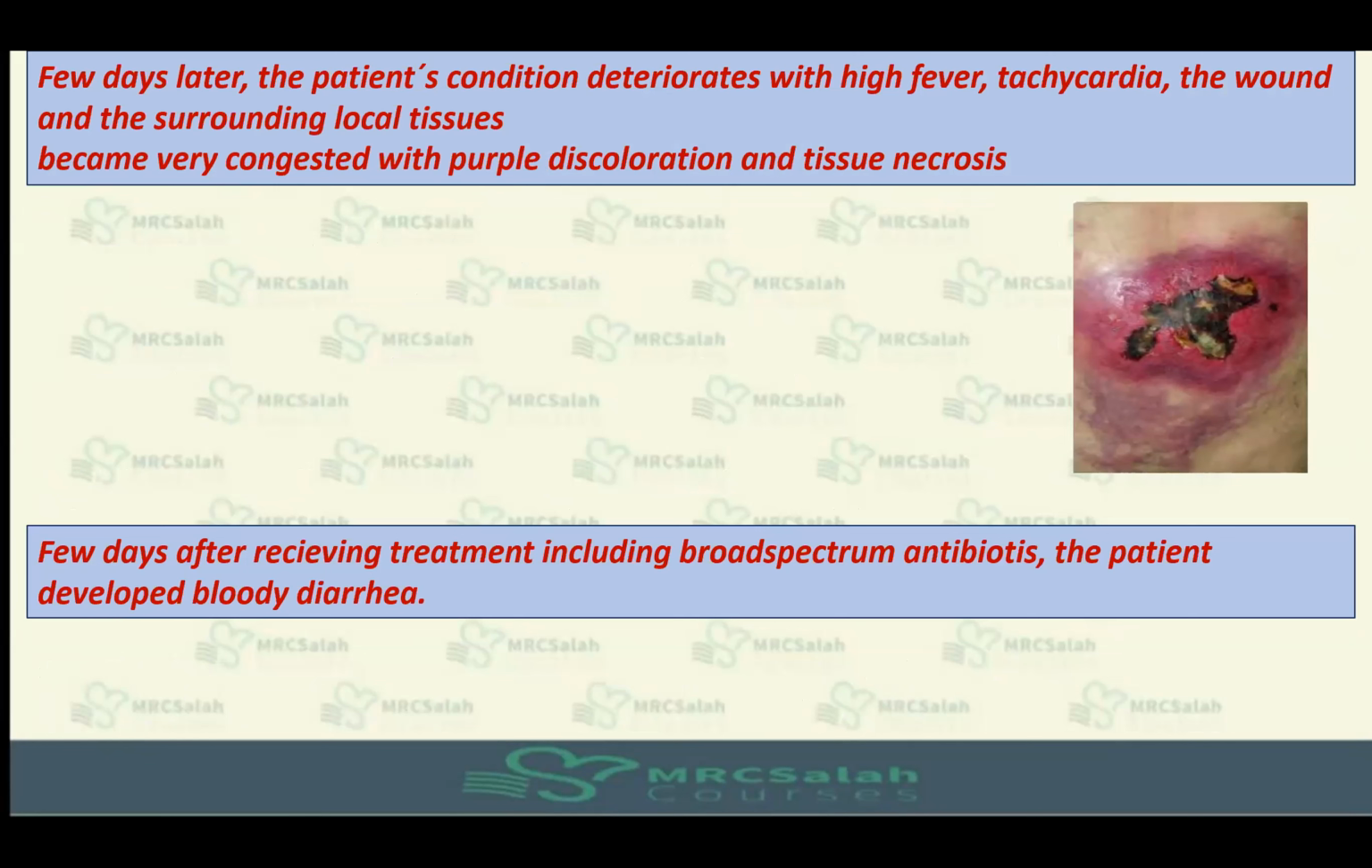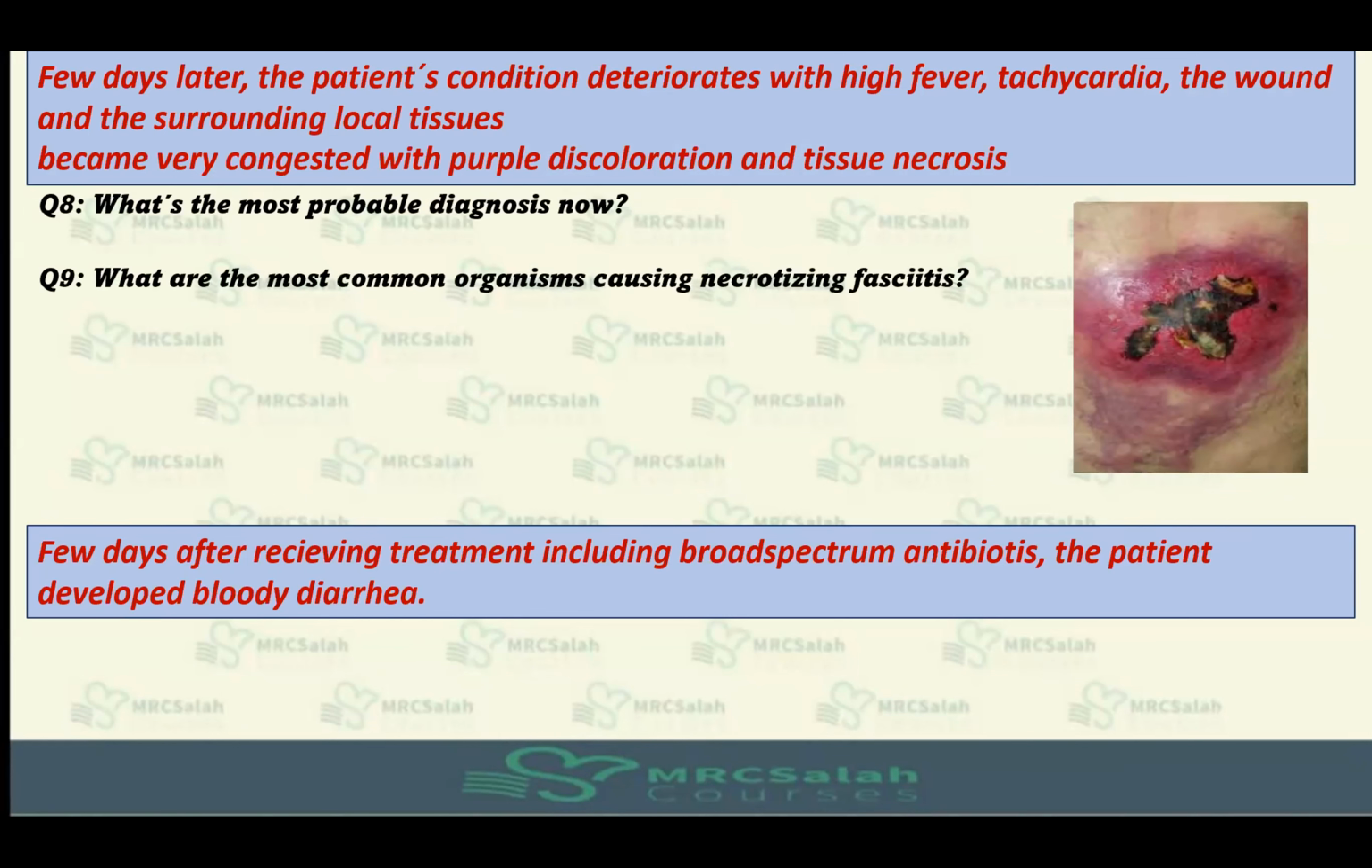So a few days later, the patient's condition deteriorates with high fever and tachycardia. The wound and the surrounding local tissues became very congested with purple discoloration and tissue necrosis. What is the most probable diagnosis now? It will be necrotizing fasciitis. Okay, thank you. What are the most common organisms causing necrotizing fasciitis?